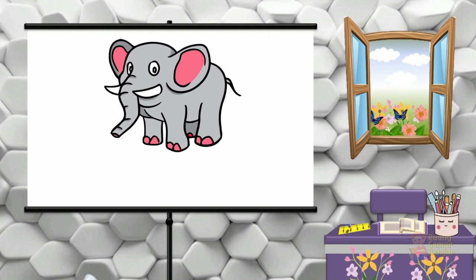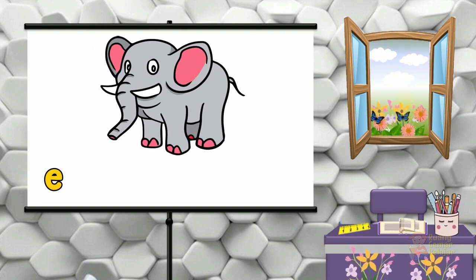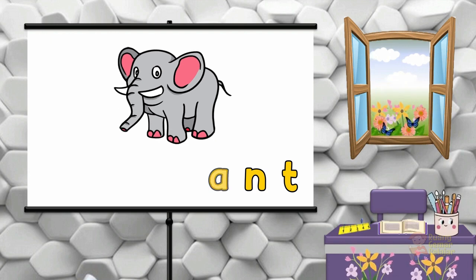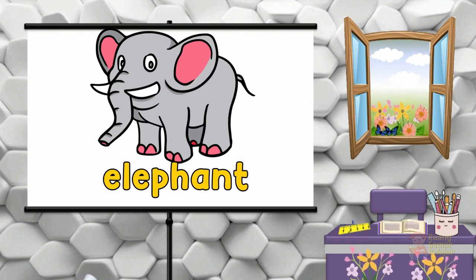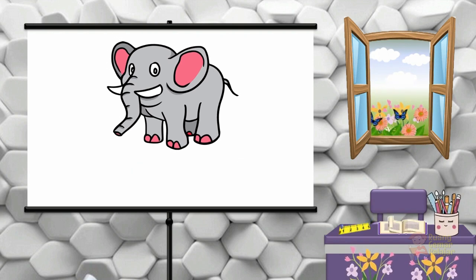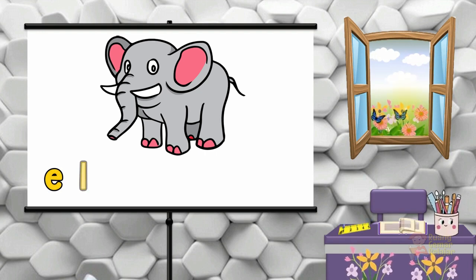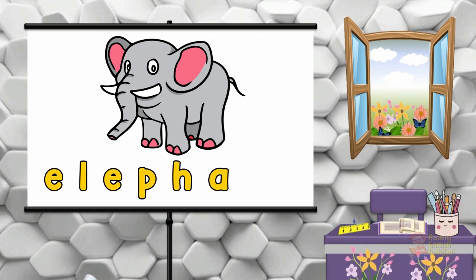The fourth object is elephant. Listen to me how to spell it. E, L, E, P, H, A, N, T. Elephant. Now, repeat after me. E, L, E, P, H, A, N, T.